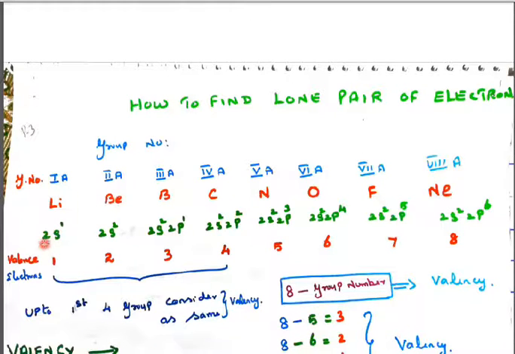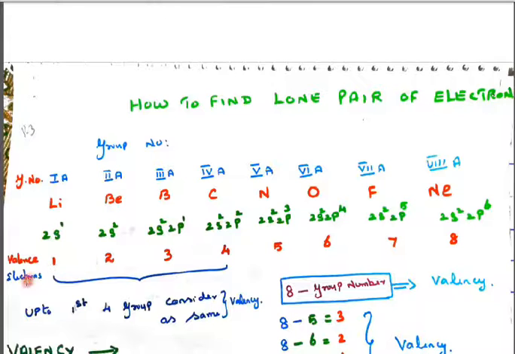So here the last electron configuration I have written is 2s1, so the valency is 1. Here it is 2s2, then 2s2 2p1, so this is 3. 2s2 2p2, the valency is 4. 2s2 2p3, the valency is 5. 2s2 2p4, valency is 6. 2s2 2p5, valency is 7. 2s2 2p6, valency is 8.